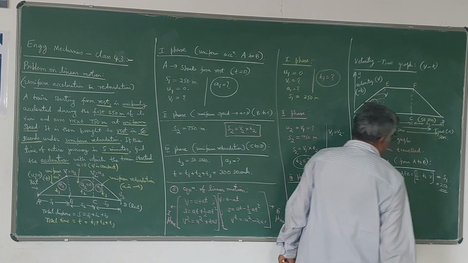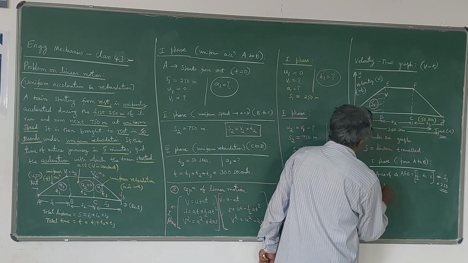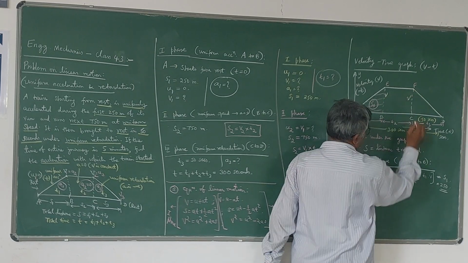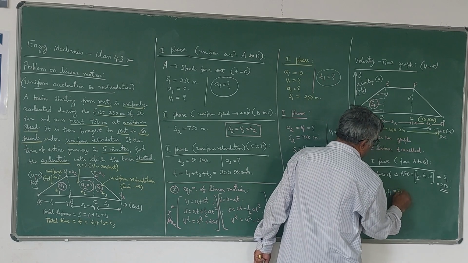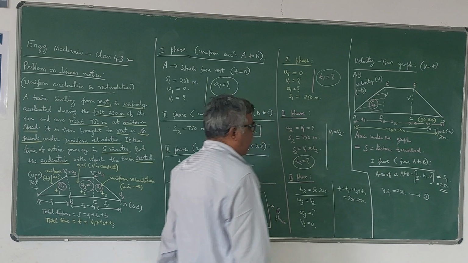So this is one equation. So V into T1, I will take this value as V, this also is V. So V into T1 is equal to 250. So let me take this equation as 1.